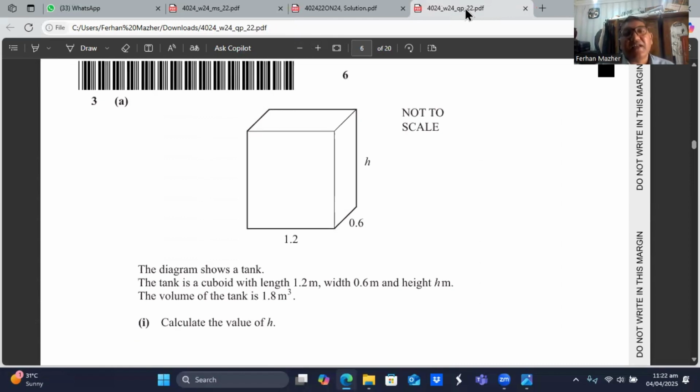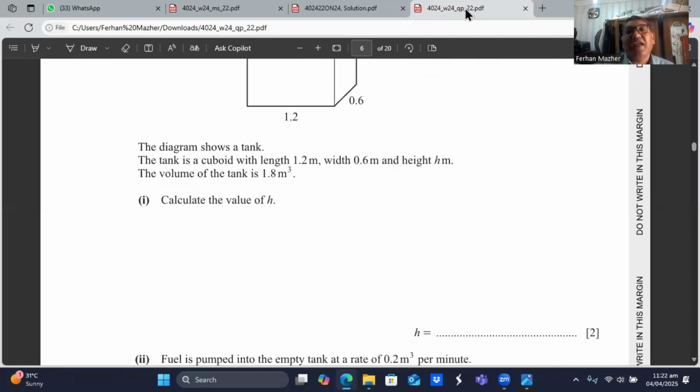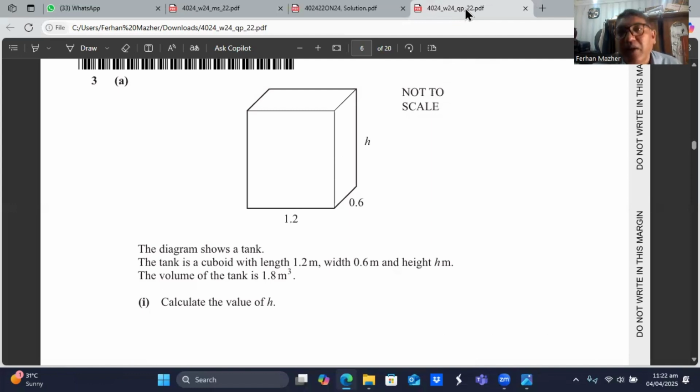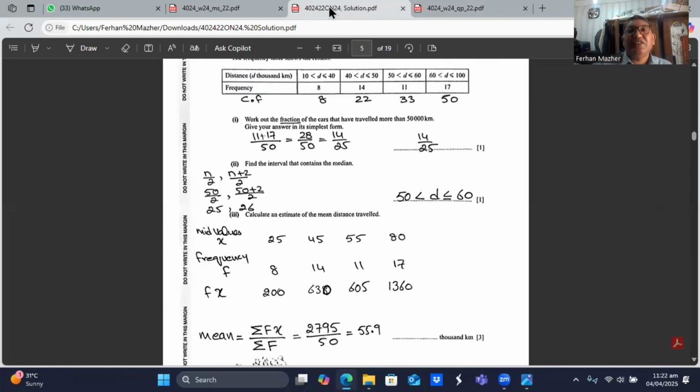It says the diagram shows a tank. The tank is a cuboid with length 1.2 meters, width 0.6 meters, and height h meters. The volume of the tank is 1.8 cubic meters. Calculate the value of h. It's a 2 marks question. You know the volume of a cuboid is length multiplied by width multiplied by height. And we know the volume is 1.8 cubic meters. The units are consistent with each other.